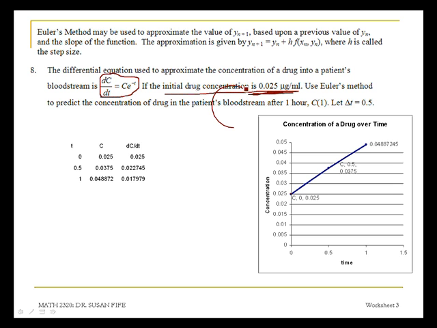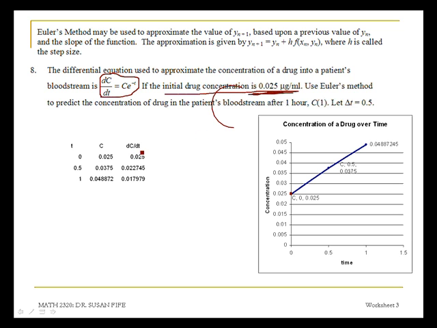The initial drug concentration is 0.025. So when time is 0, you have a concentration of 0.025. That's this right here. And then you use the values in the differential equation to come up with the slope of this line. And I used an Excel spreadsheet for this. But when time is 0, the concentration is 0.025.